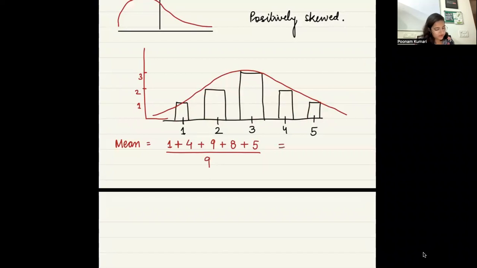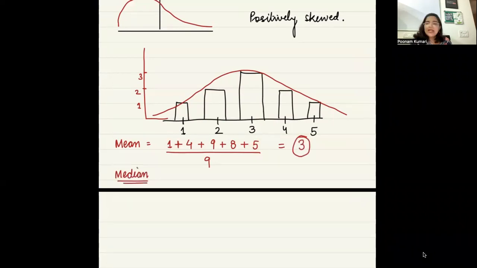If you add this, what do you get? 5 and 1, 6. 8 and 4, 12. 12 and 6 is 18. 18 and 9 is 27. And 27 divided by 9 is 3. So what is my mean value? 3. And what is my median value?